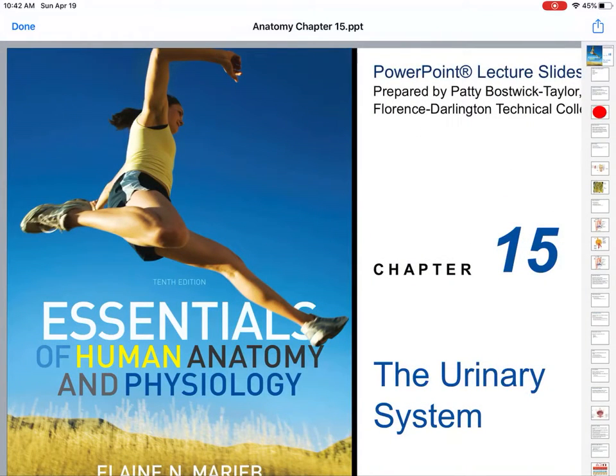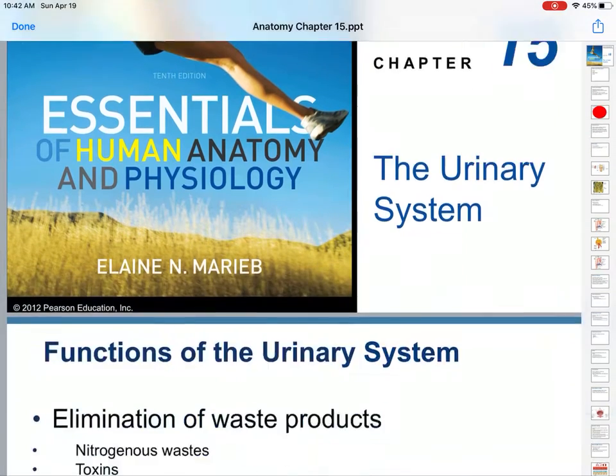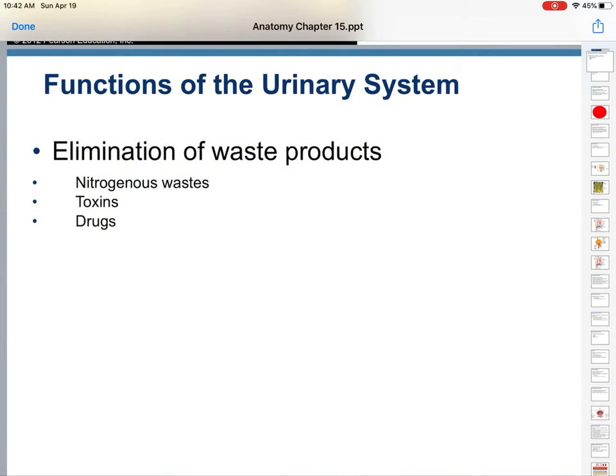Good morning. These are the notes for our second to last chapter, the urinary system. Why do we have a urinary system? Its main function is to eliminate waste products. Main waste products are nitrogenous wastes, toxins, and drugs.